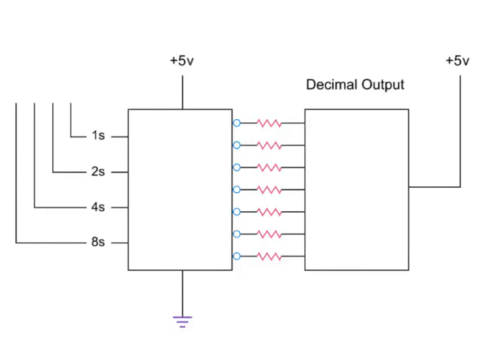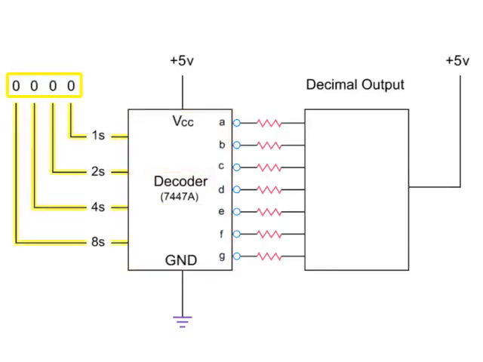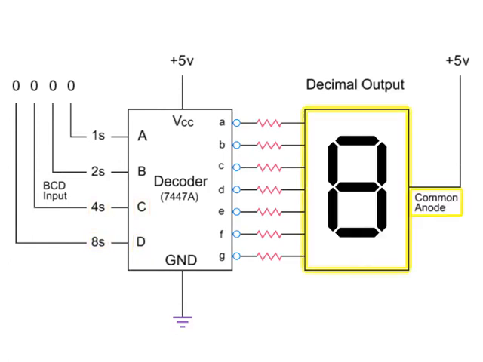A 7-segment decoder has 4 binary coded decimal, or BCD, inputs. The inputs are represented here by an A in the ones place, B in the twos place, C in the fours place, and D in the eights place. The decoder is connected to a common anode 7-segment LED display with outputs wired through 150 ohm limiting resistors.